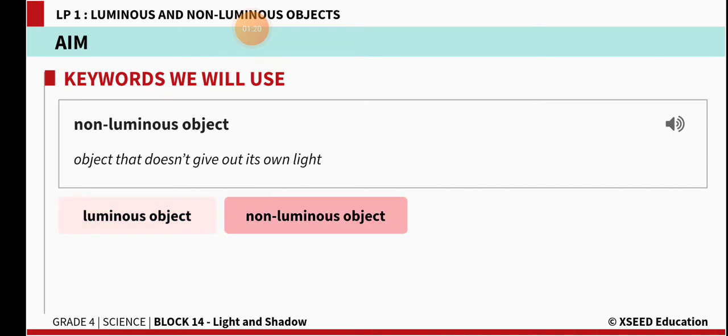Non-luminous object. Non-luminous object means an object that does not give out its own light. Non-luminous object: an object that doesn't give out its own light.